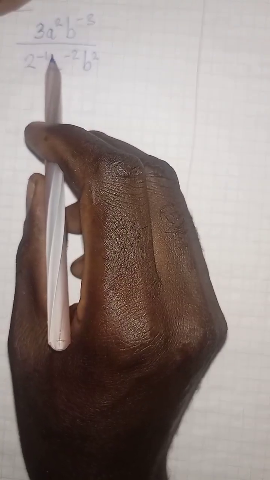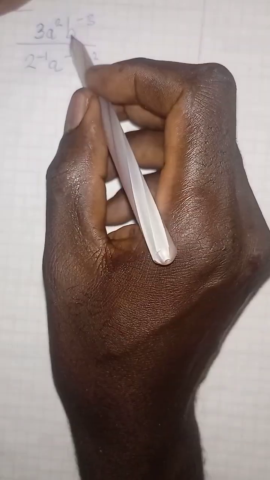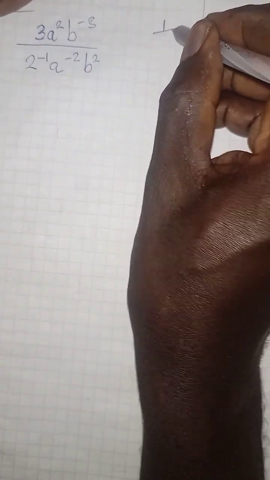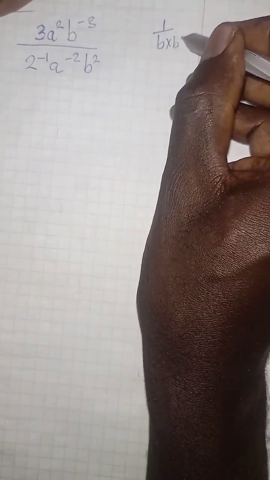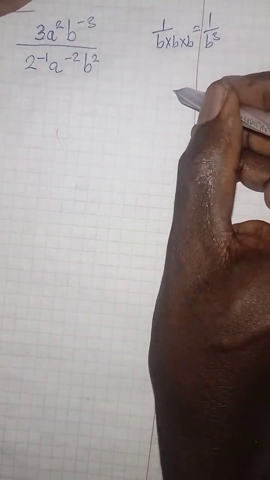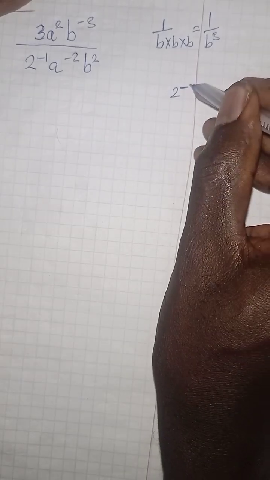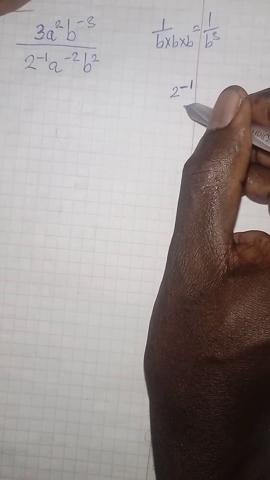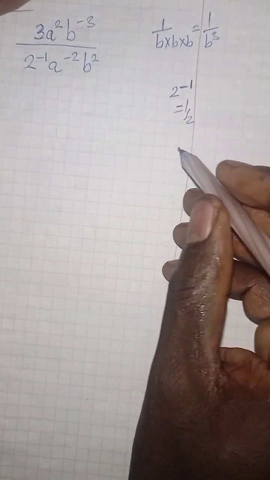How do you solve this sum? Now, b raised to the power of negative 3 can be written as 1 over b multiplied by b multiplied by b, or 1 over b cubed. Now, 2 raised to the power of negative 1 can be written as 1 over 2.